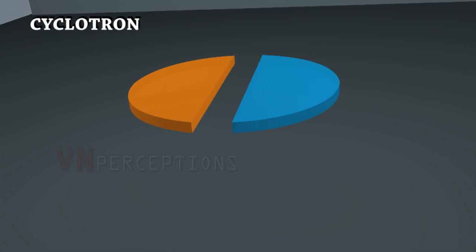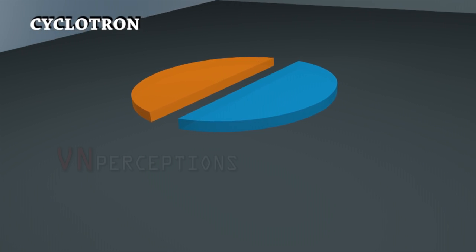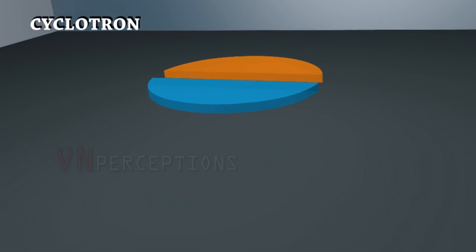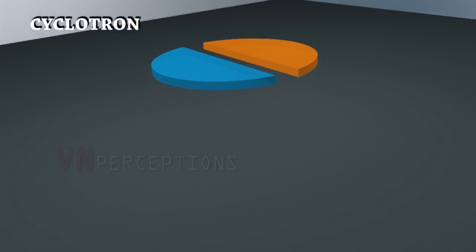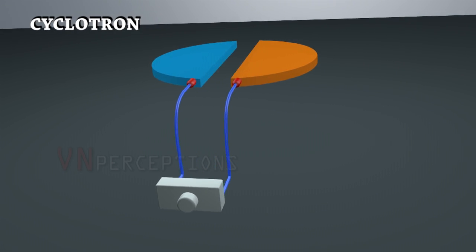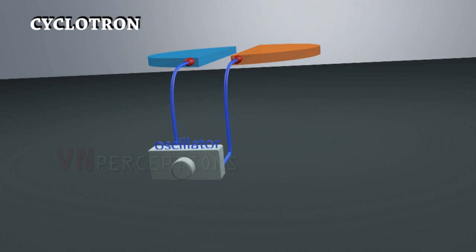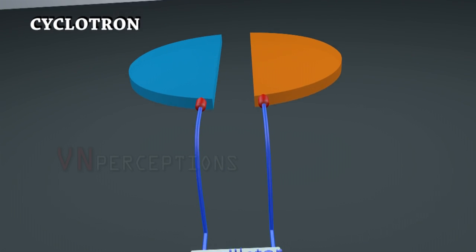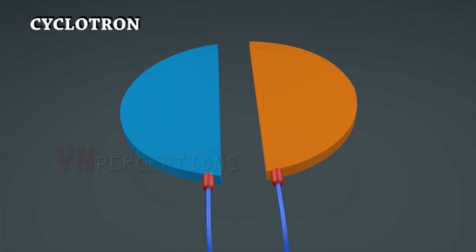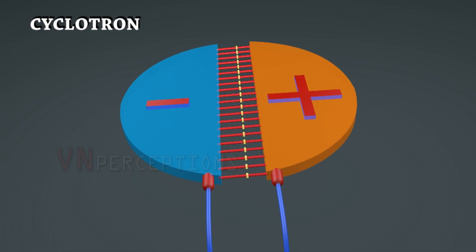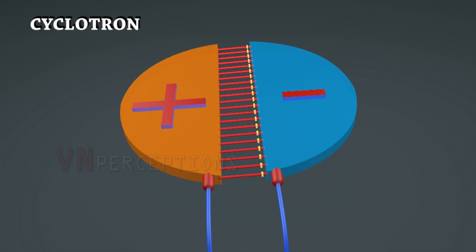Two hollow half cylinders made of highly conductive metal, known as Ds, are so placed that the straight edges face each other with a small gap between them. Now these two Ds are connected to two terminals of an alternating voltage source, an oscillator. It would help in changing polarity. If D1 is at positive potential, then D2 will be at exactly the opposite, that is negative potential, at the same time. In this way, they would be oscillating and an electric field would be created between them.